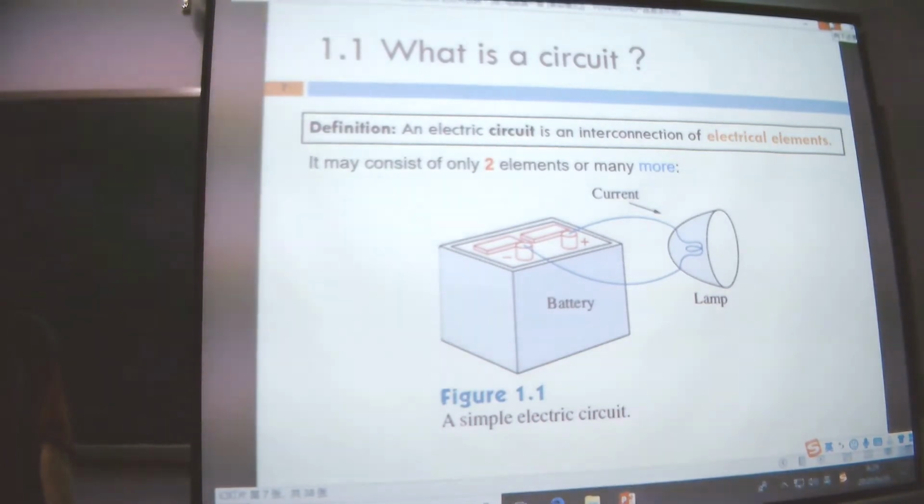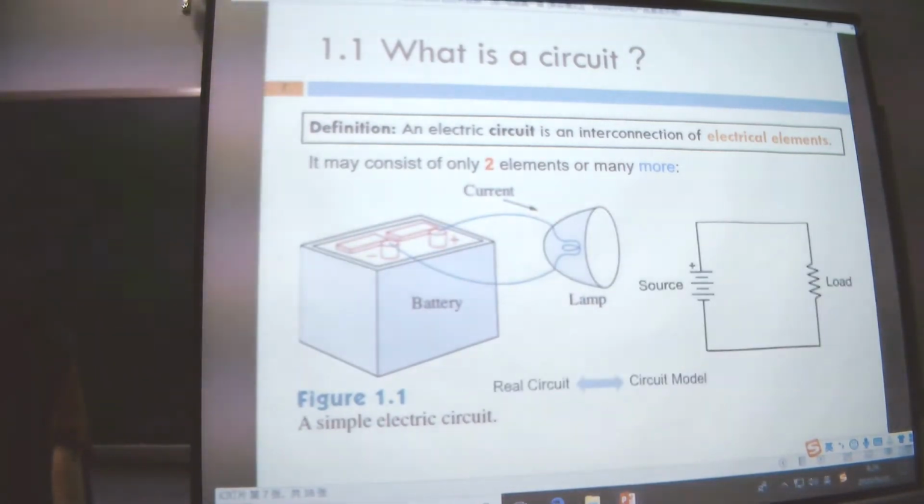So the first thing we need to see is the definition of a circuit. An electric circuit is an interconnection of electric elements. So the element is the basic thing of the circuit. So this is a simple connection of electric elements. So the battery is like the source, and this is like the load. So this is the circuit model from the real circuit. Okay.